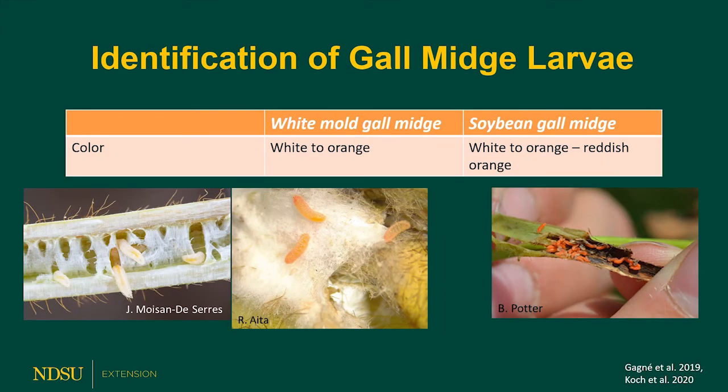And there's a taxonomic key that you can use that has been developed by Gagne. So in here we have the larvae. As you can see, they look a lot alike, and we really can't use the larvae to distinguish or identify the two different species. They're both white or orange. Some entomologists say the soybean gall midge are darker orange, more of a reddish orange, as you see in the picture. However, we need to collect these larvae if you see them and get them DNA tested to determine their species identification.